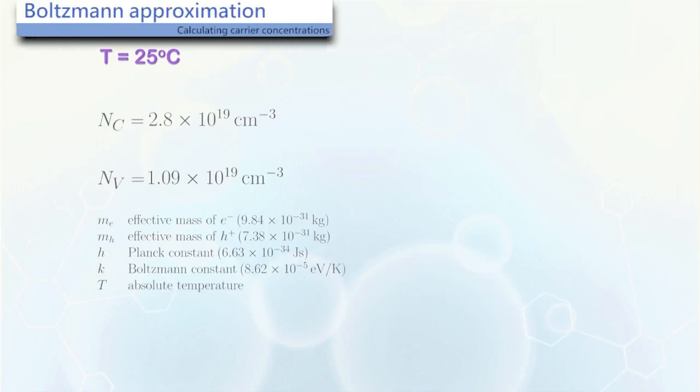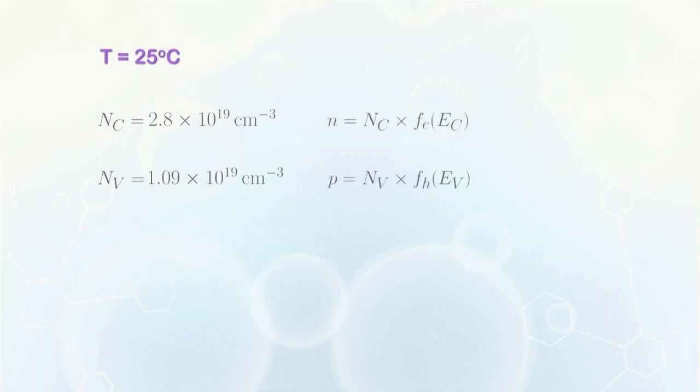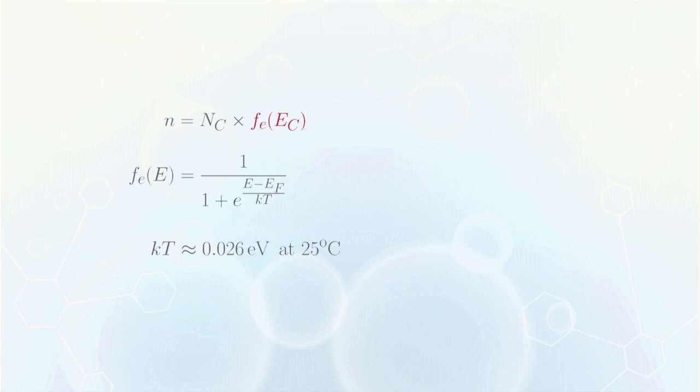With NC and NV known, the expressions of the number of carriers are simplified to what is given here. But it is still not easy enough to use, and we will do more simplifications to the Fermi-Dirac function. As kT is a relatively small number, which is just equal to 0.026 eV at room temperature, the exponential term in the denominator will dominate as long as E minus EF is much larger than kT.